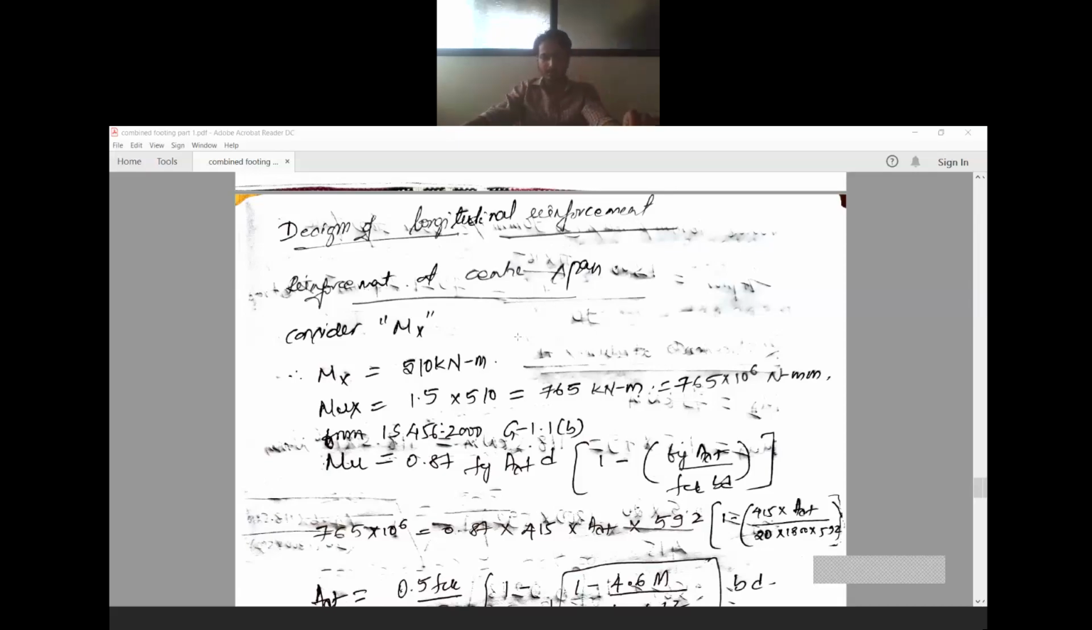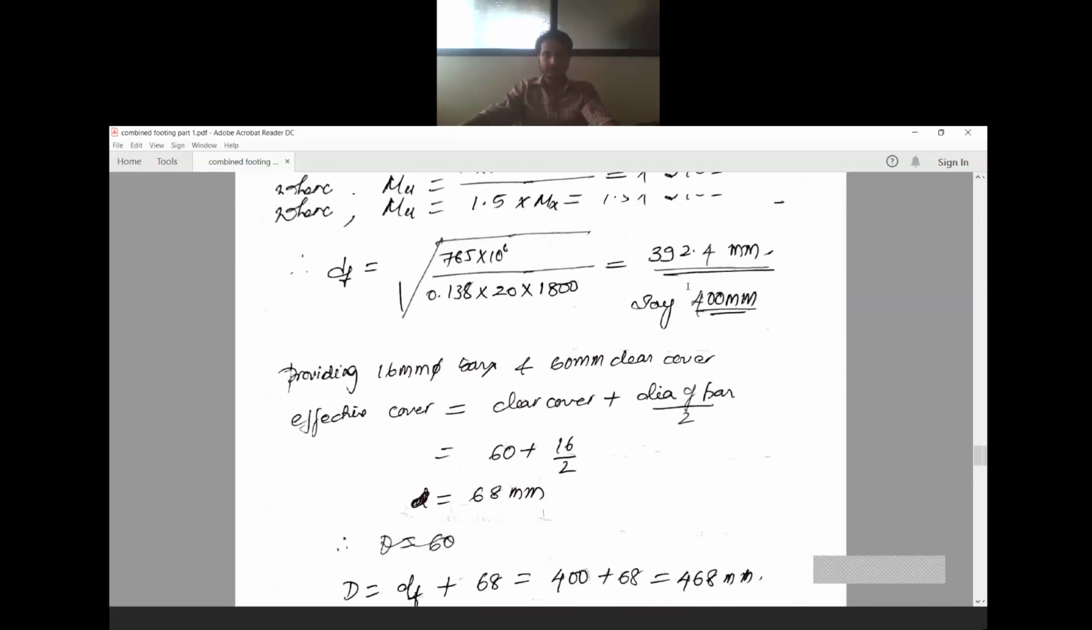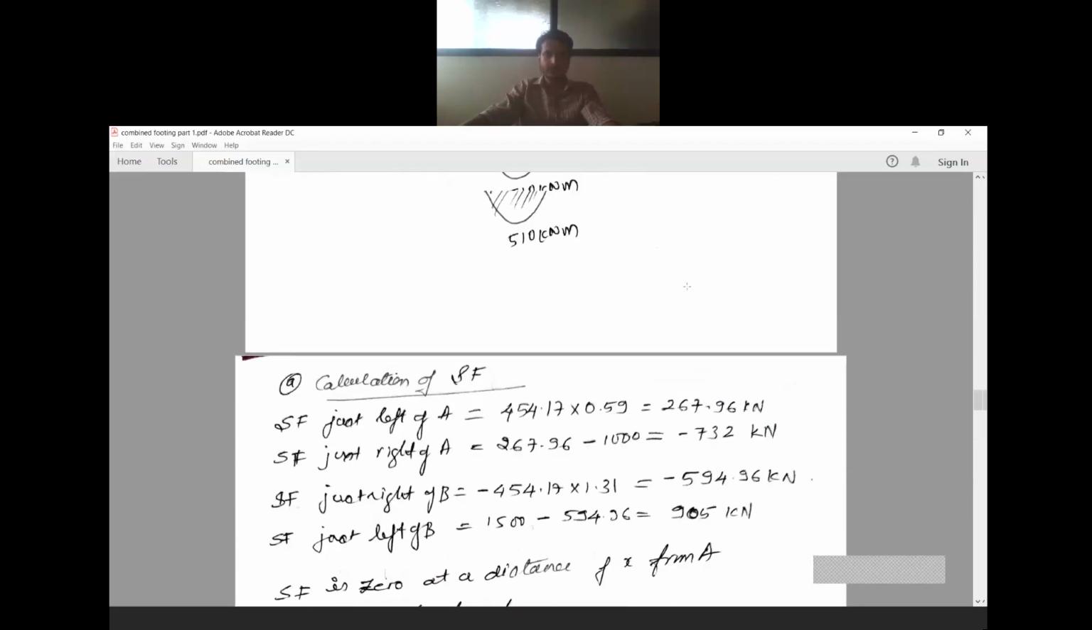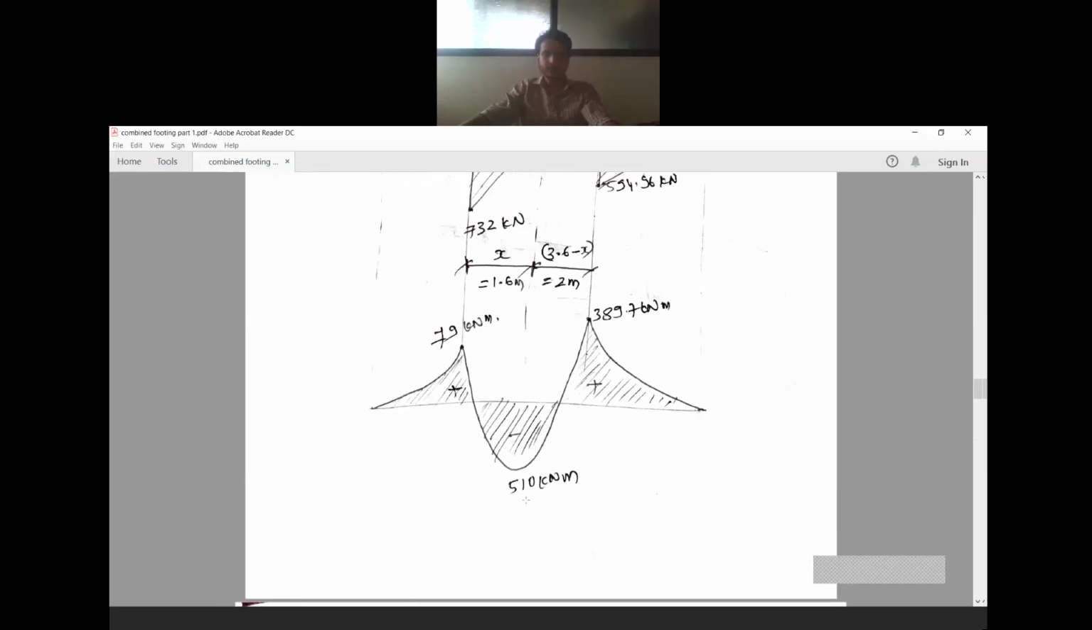So hogging bending moment. Here we have Mx equal to 510 kilonewton meter. What is this 510 kilonewton meter? We shall observe here. In this bending moment diagram, you can observe that this is the maximum bending moment, which is 510 kilonewton meter.